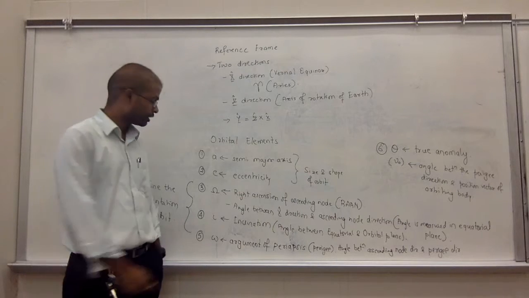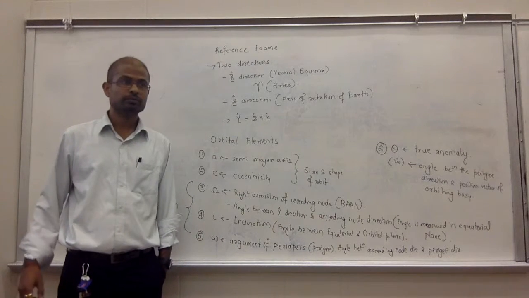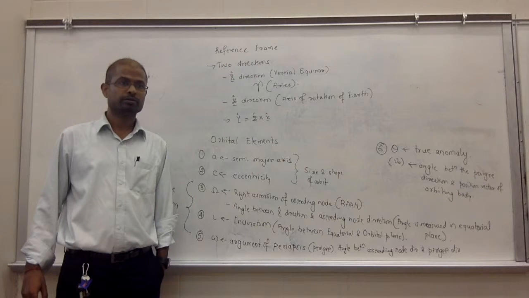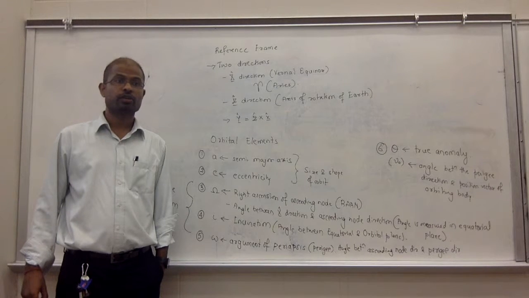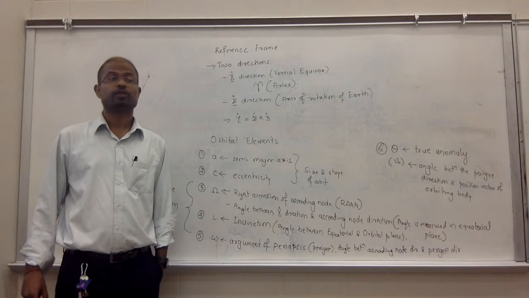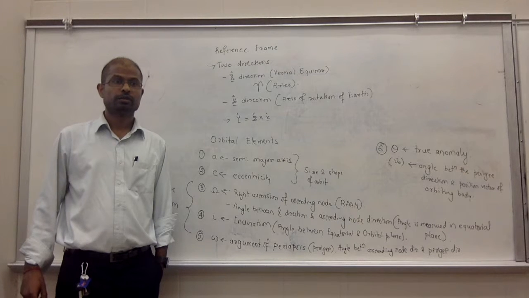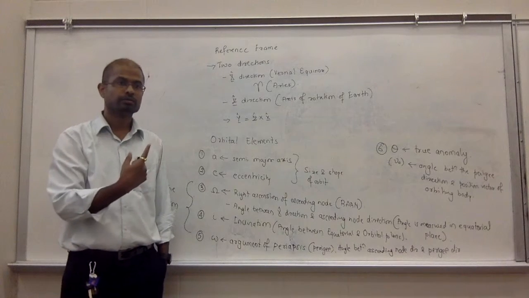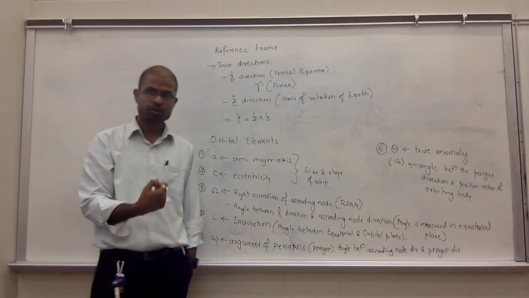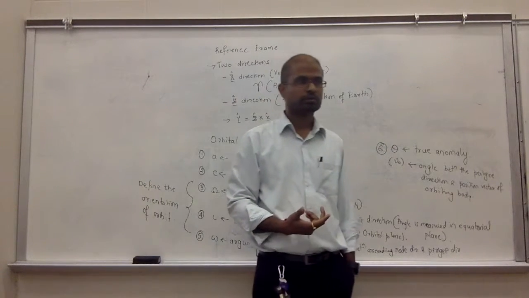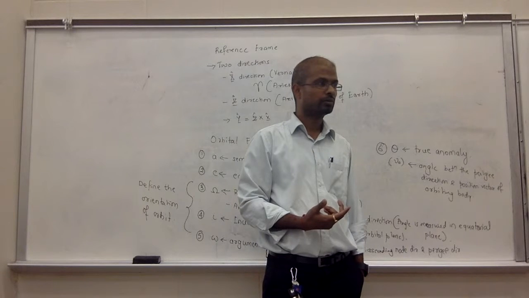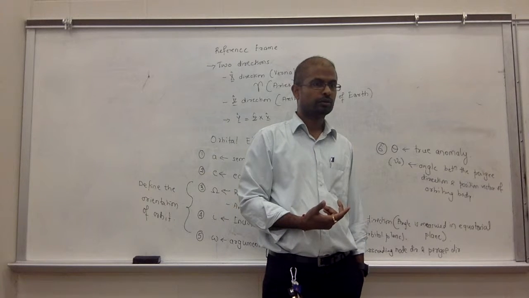What is the inclination of a geosynchronous orbit? Geostationary orbit? There is no inclination? It's 0, right? Why is it 0? It is in the equatorial plane. Geostationary orbits have to be equatorial orbits. You understand that? They have to be equatorial orbits? Yes.